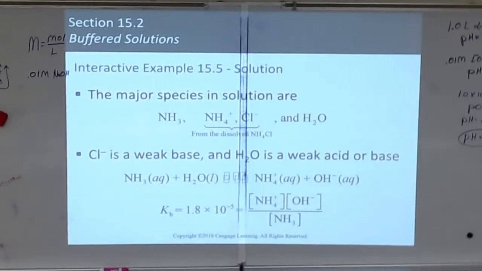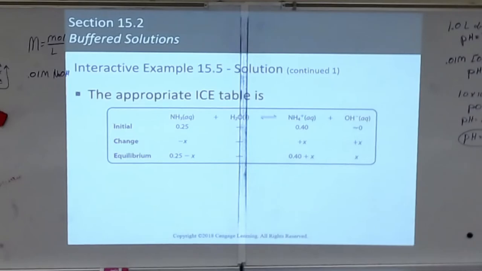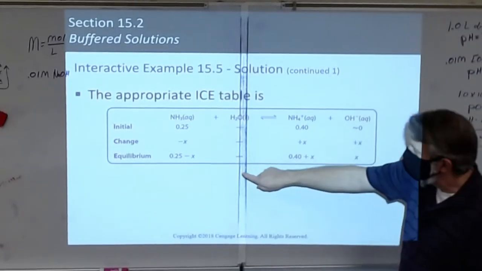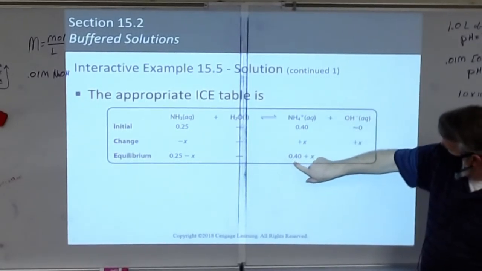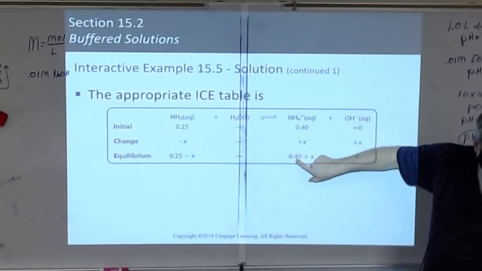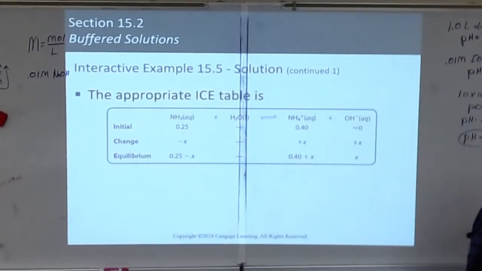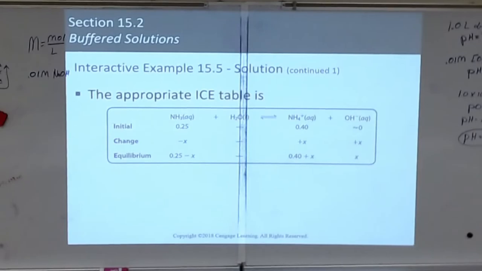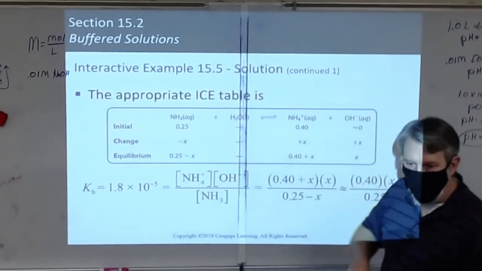Fun. All right, so here we go. We got our Kb, 1.8 times 10 to the minus fifth. Here's our ICE table. Notice my numbers are a little different: 0.25 minus x, and this is 0.40 plus x. You know where that number comes from versus where that number comes from. Just be aware of where those numbers are actually coming from. And again, we're going to say that this plus x and this minus x are very small. We're going to ignore them.